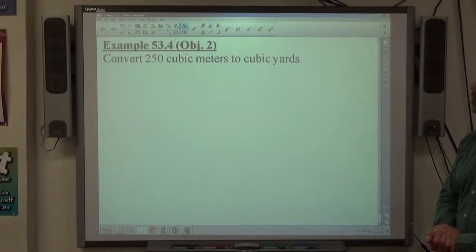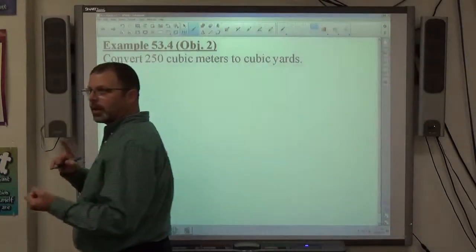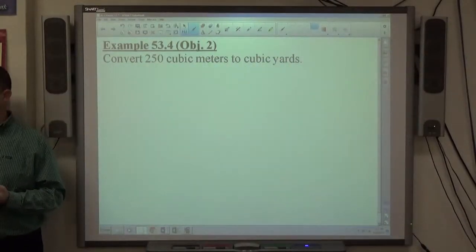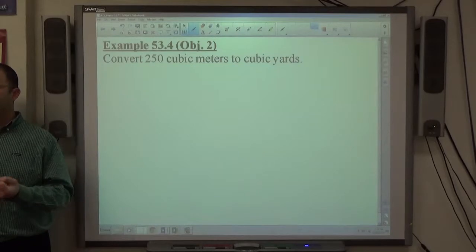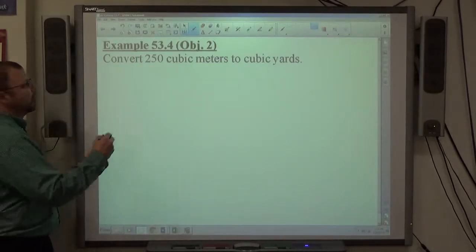Okay, convert 250 cubic meters to cubic yards. What we've done before was units of length, which would be meters and yards, and units of area, square meters, square yards. Now we've got cubic meters and cubic yards, that's volume.